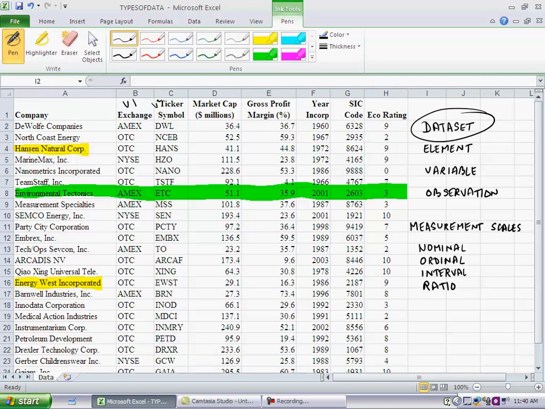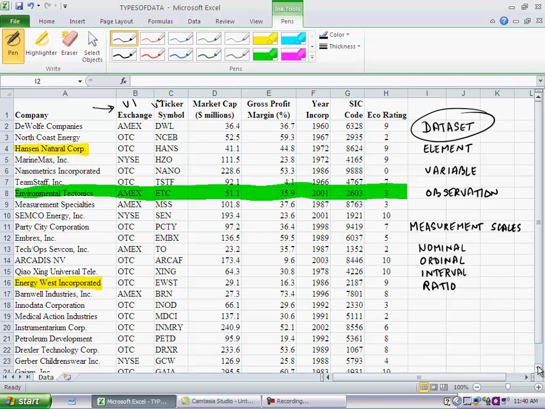Now, so those are definitions. Let's focus on the variables for just a moment and talk about measurement scales. Measurement scales refer to how certain variables are measured, and all measurement scales are not created equal. As I mentioned at the beginning, when we hear the word data, we tend to just think of numbers, but it's not always the case.